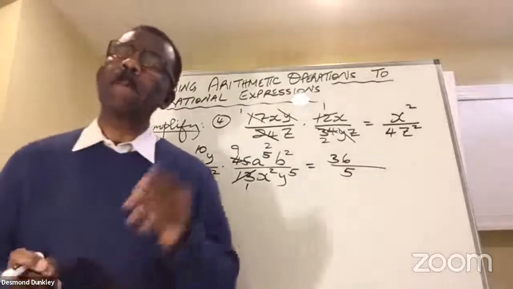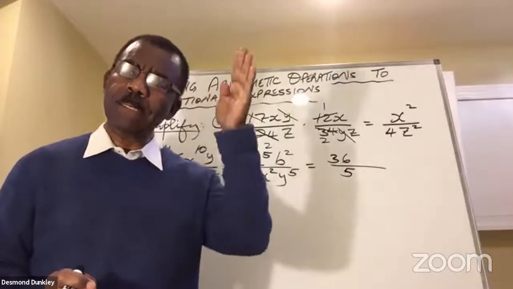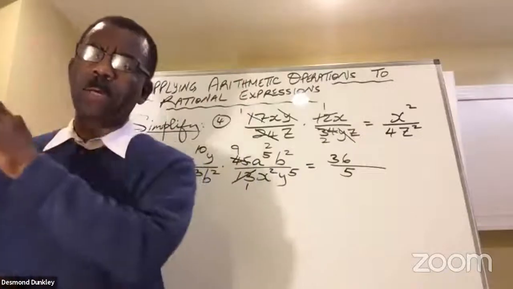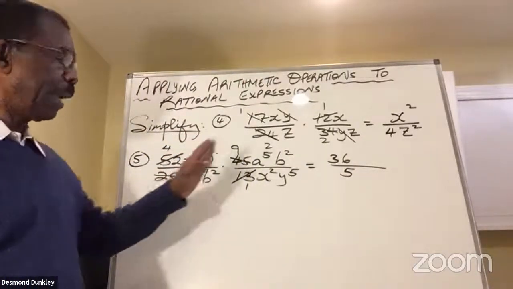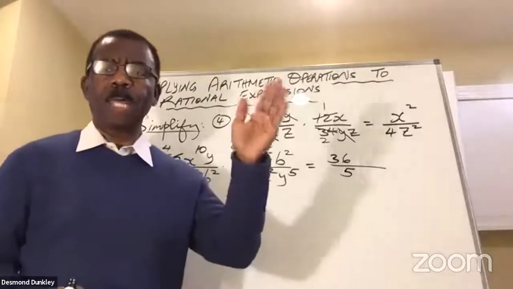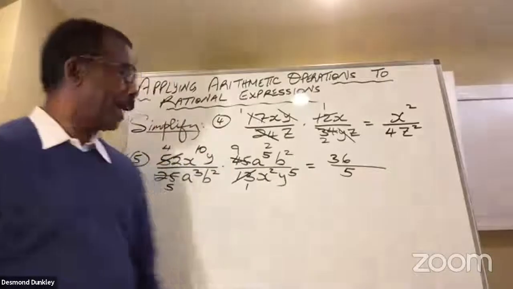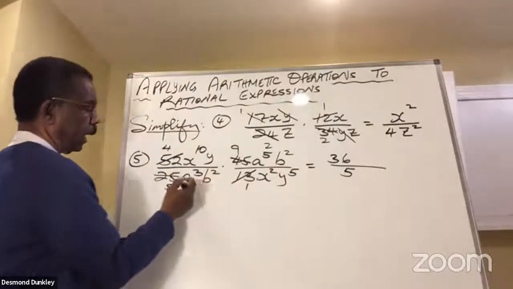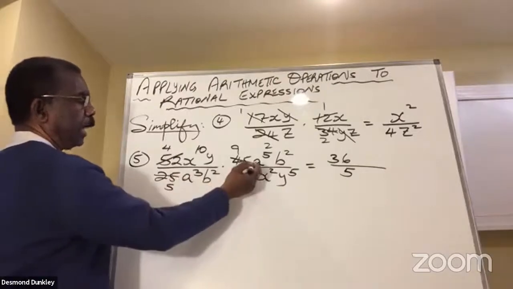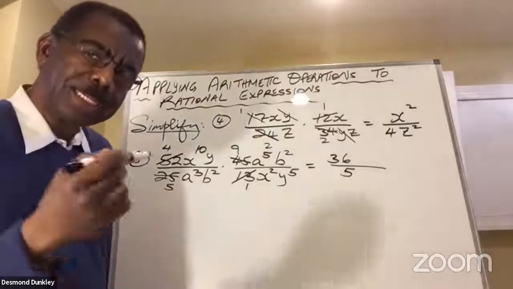When you're working with multiple variables, it's always better to write the variables in alphabetical order. So we have x, we have y, we have a, and we have b. So therefore, you want to go a, b, x, y. So let's take care of the a's right now. So we have a to the 5th, a to the 3rd. So a to the 5th divided by a to the 3rd is going to give me a to the 2nd.